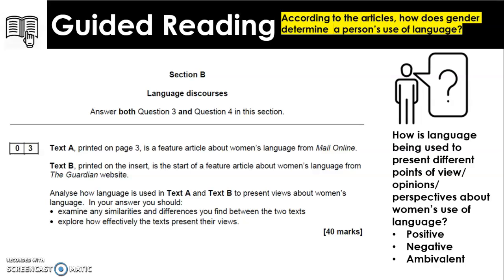In your answer, you should examine any similarities and differences you find between the two texts and explore how effectively the text presents their views. So guys, if you remember, I said that this question has fundamental core elements that always stay the same: two texts, text A and text B. Analyze how language is used in text A and B to present... will always stay the same.